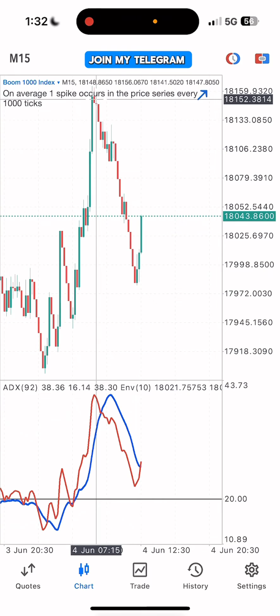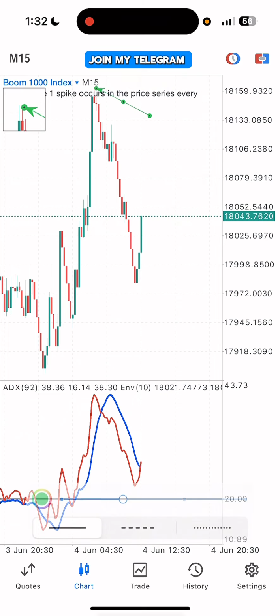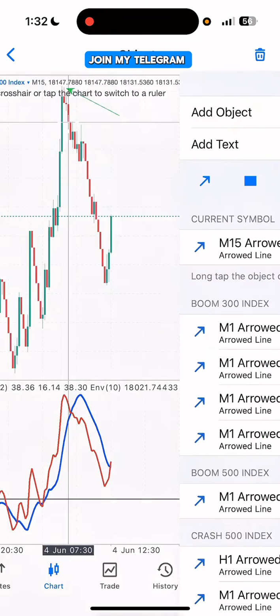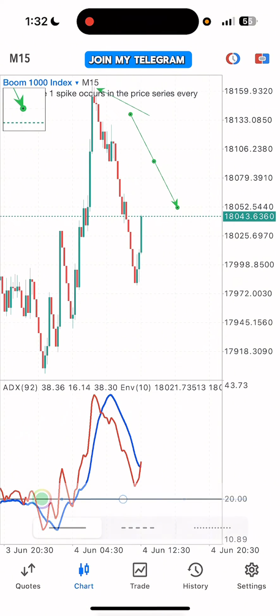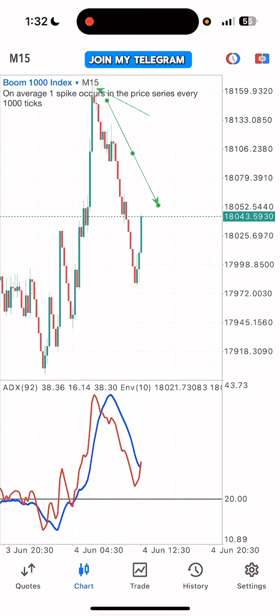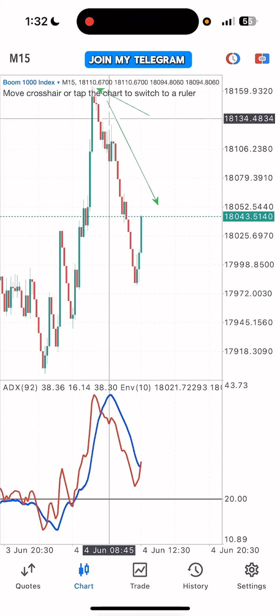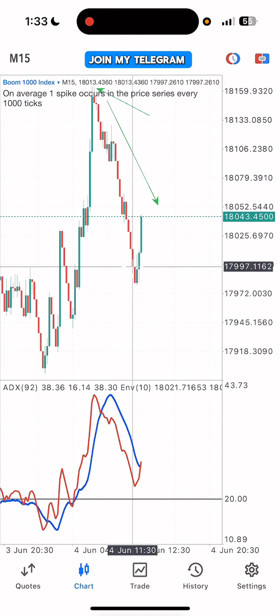You mark it here, you place your sell. All right, at this point here, when you place your sell at that very point, you can see from that moment there, the market began to sell. All right, you scalp the market. Okay, you can see from that point it starts to sell.